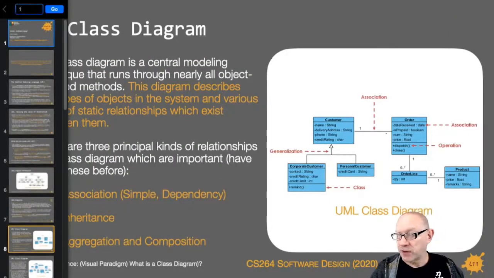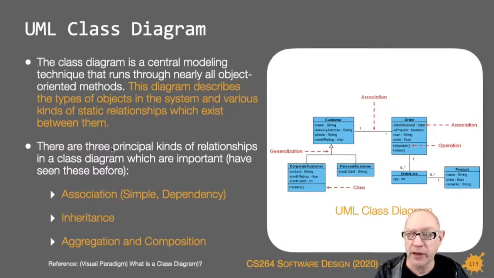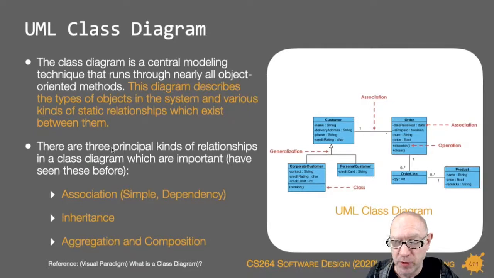Okay, so let's have a look at the class diagram then. That one is central to the modeling technique. It runs through nearly all object-oriented methods. The diagram describes the type of objects in the system and the various kinds of static relationships which exist between them. There are three principal kinds of relationships in the class diagram, as we've seen already, and they're important. We have associations, which are simple or dependency ones, we have inheritance, and we have aggregation and composition.